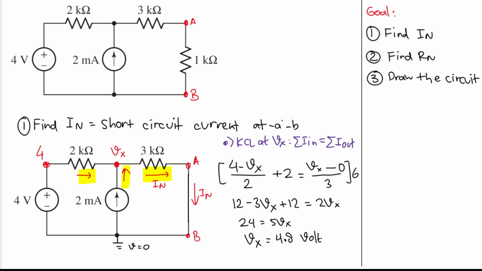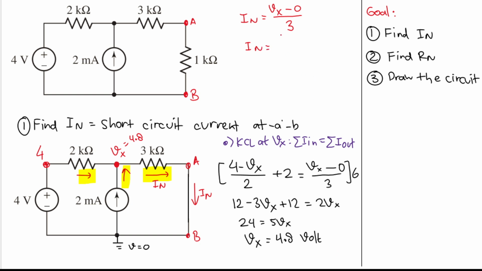Okay, but then if we know Vx is 4.8, we can know IN, right? So we can calculate IN. What is IN? IN here is this node here where the current comes from, and then the current goes to the ground, right? So we will have Vx minus 0, divided by the resistance between them, which is 3 kilo. So we'll have IN is equal to Vx.